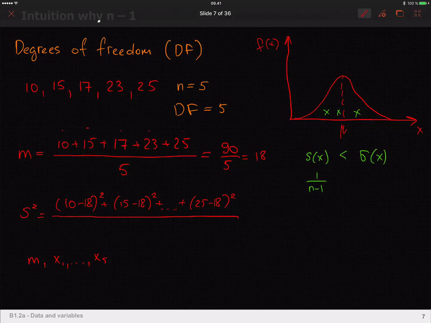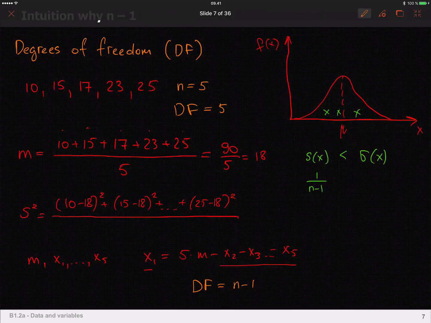Because now you can find, for example, x1 as 5 times m minus x2 minus x3 minus x4 minus x5. So now x1 depends on the other 4 values, because we use the same values twice. We use the same random values first for calculation of the average, and then we use these values and the average to calculate the variance. And now we don't have 5 independent values anymore. We have only 4, and then the 5th value depends on these 4. So it means that we lose 1 degree of freedom. In this case, the degrees of freedom will be equal to 4.